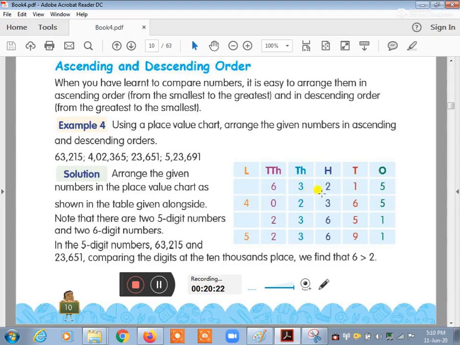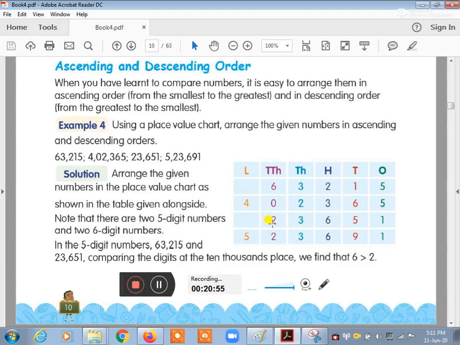Here 63,215, 4,02,365, 23,651, 5,23,691. So this is a 5 digit number, this is a 6 digit number, this is a 5 digit number, and this is a 6 digit number. So these two are 6 digit numbers, and this one and this one are 5 digit numbers.